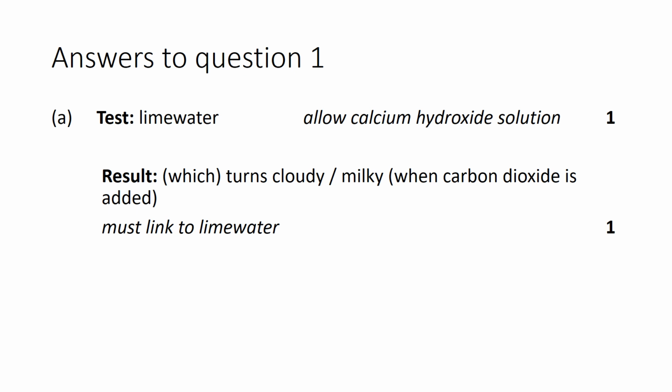Okay, well done for attempting that. For part A, the test for carbon dioxide is lime water. You could also say calcium hydroxide solution. So if you've mentioned lime water as part of the test, give yourself a mark. The result of using lime water is that lime water will turn cloudy or milky when carbon dioxide is added. You must link your result to lime water. That's worth 1 mark as well.